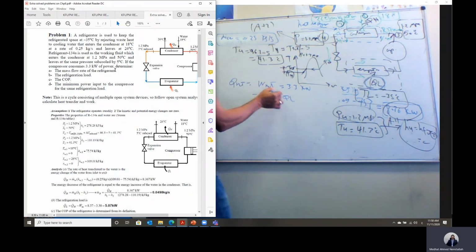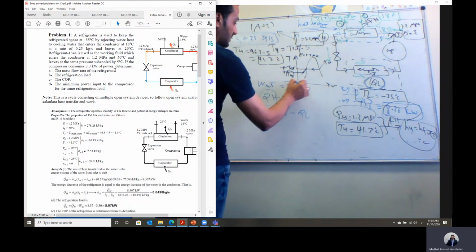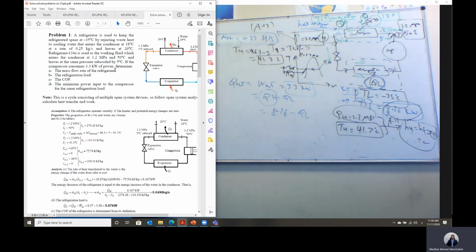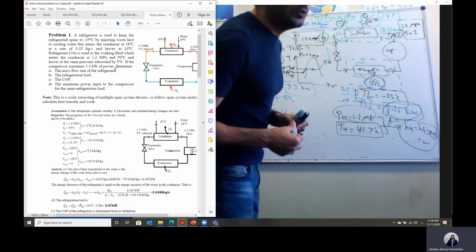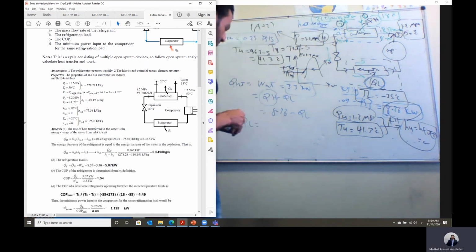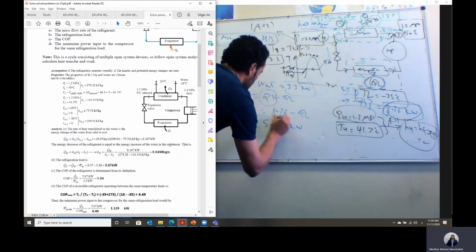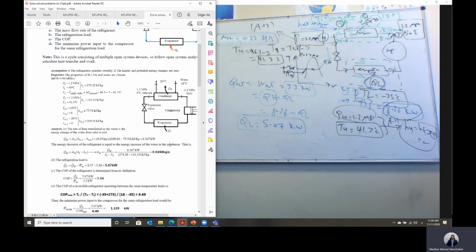We have just calculated Q high, which is equal to 8.36, minus Q low, equal to the network input, which is 3.3. Then we can calculate, in this case, the value of the cooling load. Q low, you can just calculate, will equal 5.07 kilowatt in this case. So this is Q low.